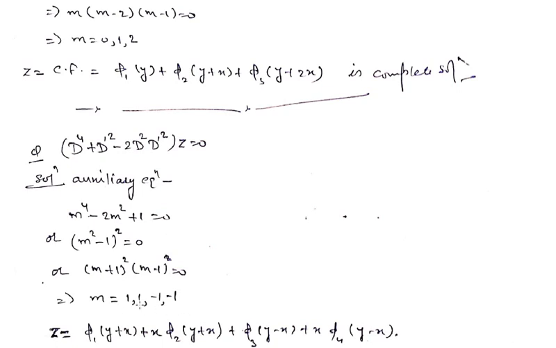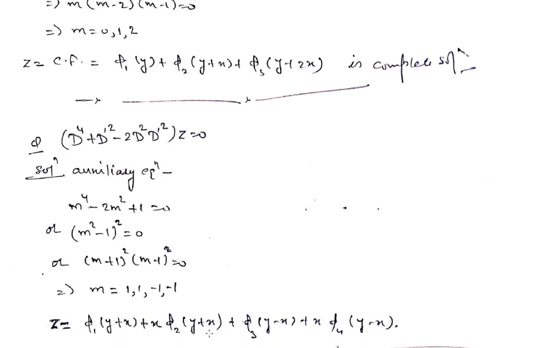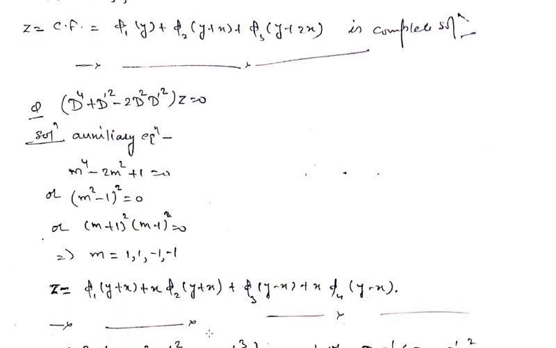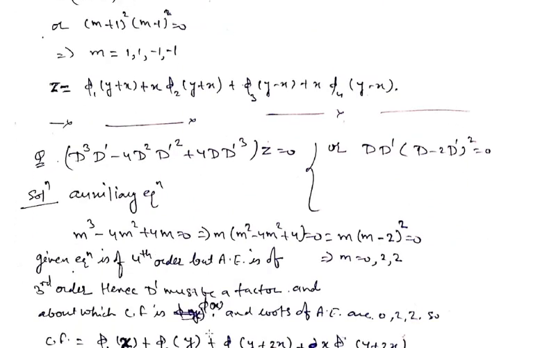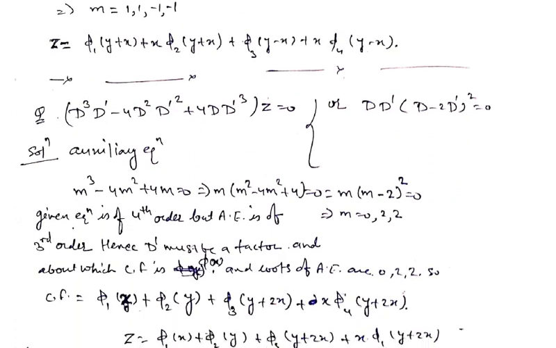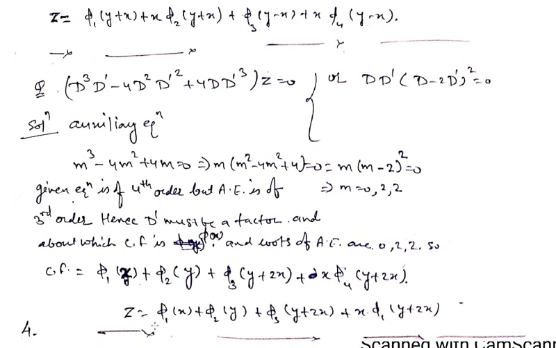About 1 and 1, the part of CF is φ1(y + x) plus x φ2(y + x). And about the repeated factor −1, the part of CF is φ3(y − x) plus x φ4(y − x). And z equals CF is the complete solution. So this is the complete solution of the given problem. Let's take one more problem.